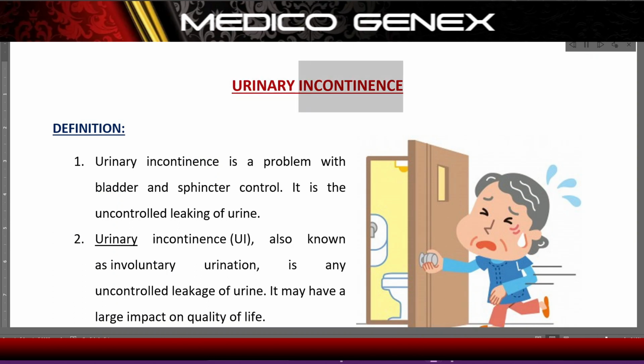Urinary incontinence. Definition. Urinary incontinence is a problem with bladder and sphincter control. It is the uncontrolled leaking of urine. Urinary incontinence, UI, also known as involuntary urination, is any uncontrolled leakage of urine. It may have a large impact on quality of life.